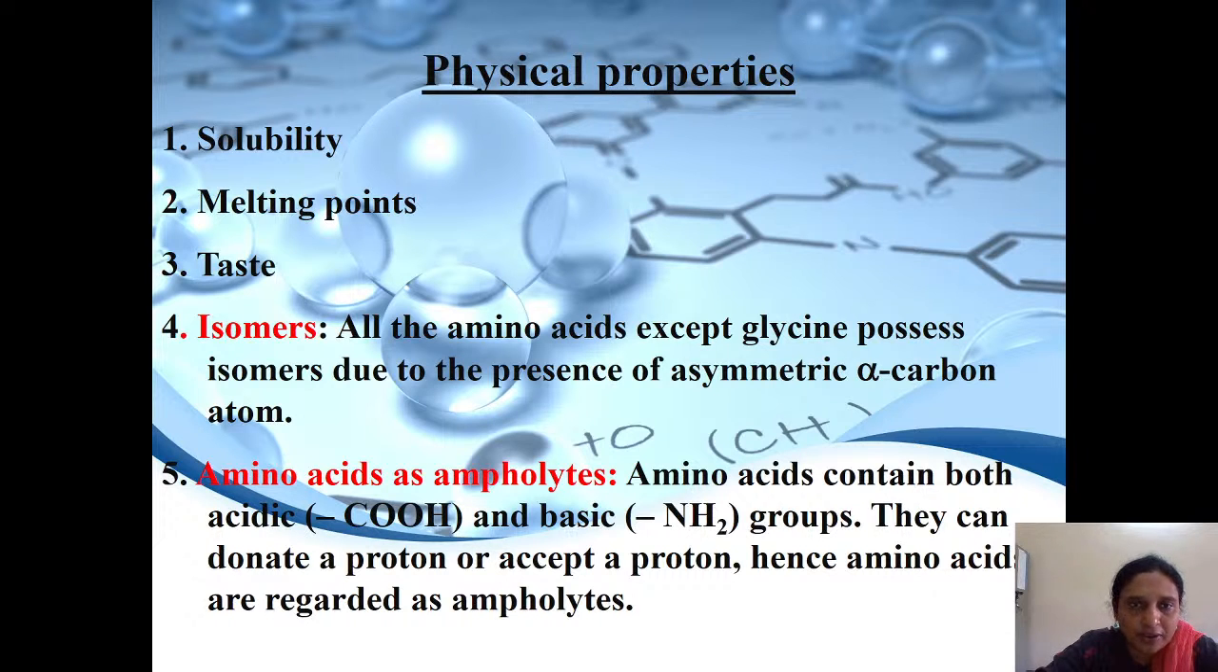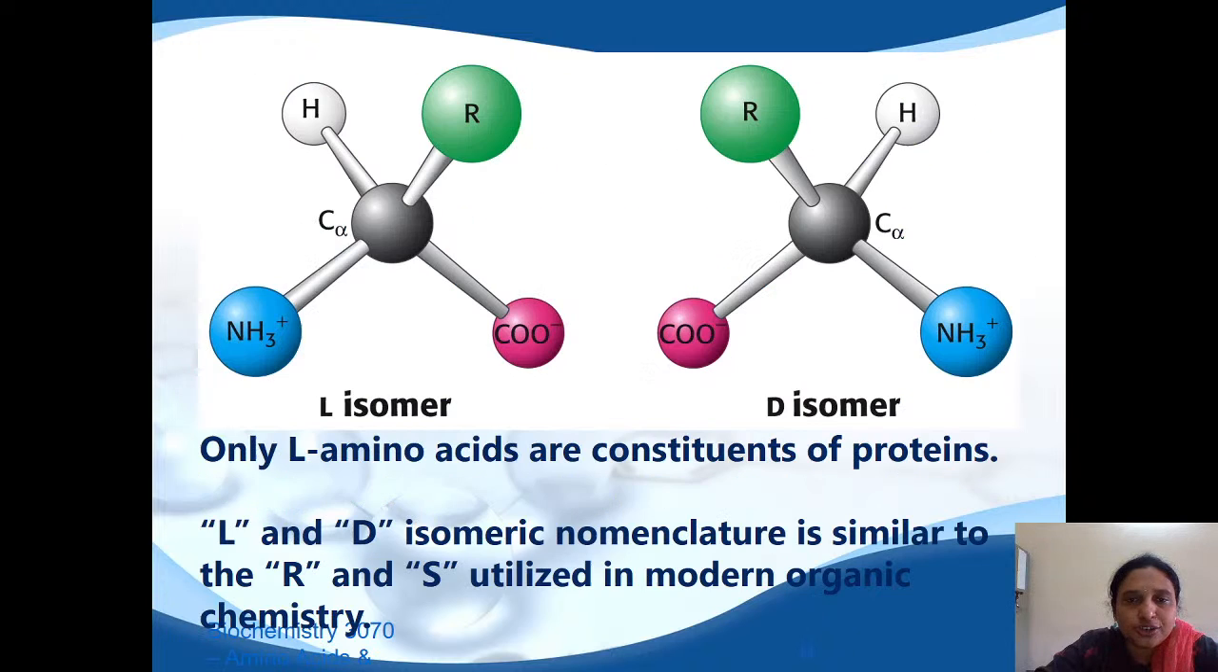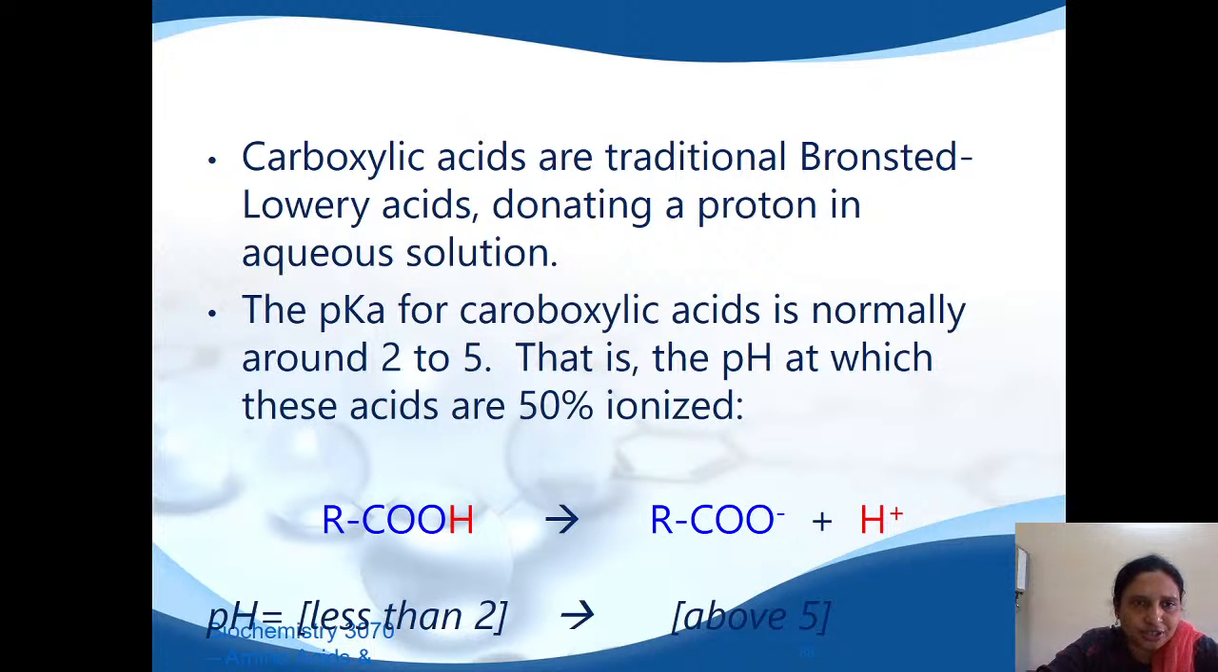So these are the physical properties: solubility, melting point, taste, and the D and L isomers, formed in relation to the spatial arrangement of NH3 and COO around the alpha carbon. Naturally occurring amino acids are in the L form, and as they are monocarboxy amino acids, they are amphoteric in nature.